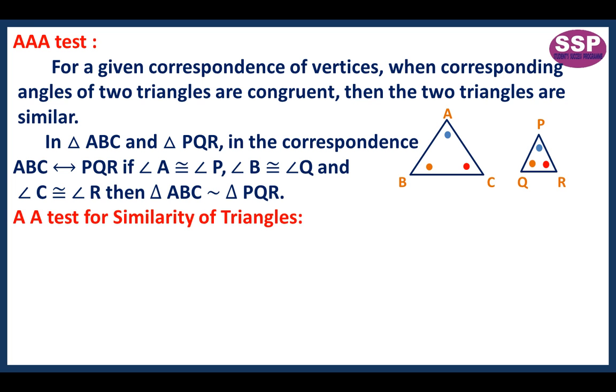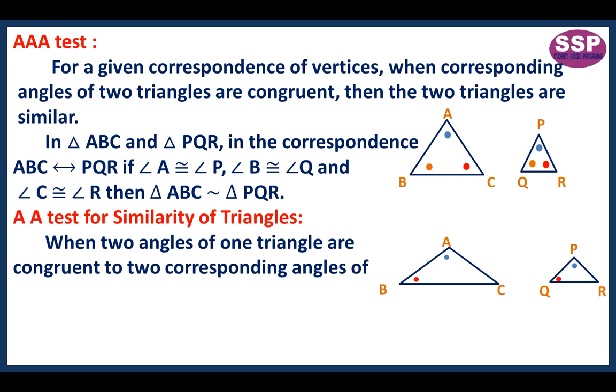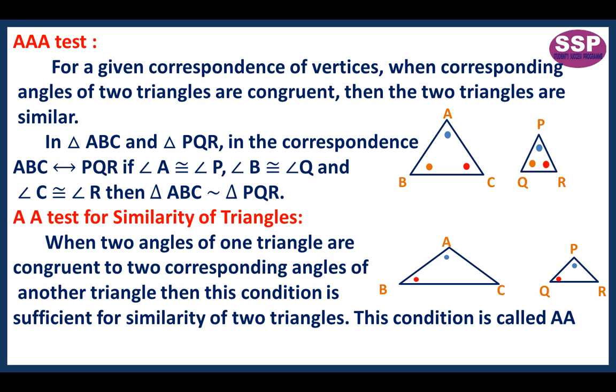Now the AA test. When two angles of one triangle are congruent to two corresponding angles of another triangle, then this condition is sufficient for similarity of two triangles, and this condition is called the AA test of similarity. Now in triangle ABC and triangle PQR, angle A is congruent to angle P, angle B is congruent to angle Q. Only two corresponding pairs of angles are congruent. Therefore, these two triangles are similar by AA test.